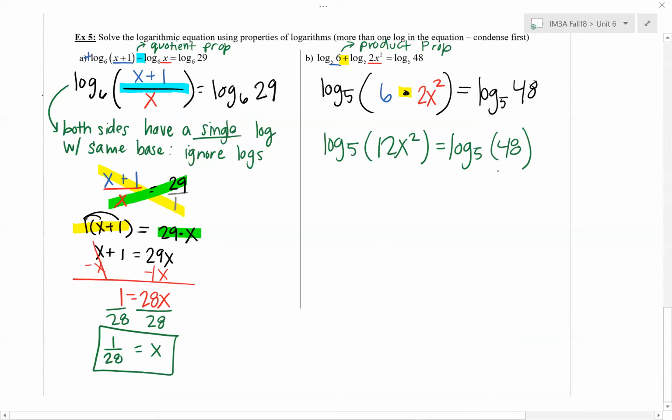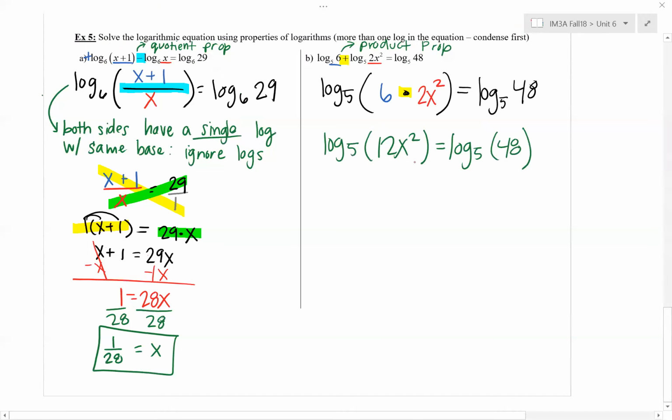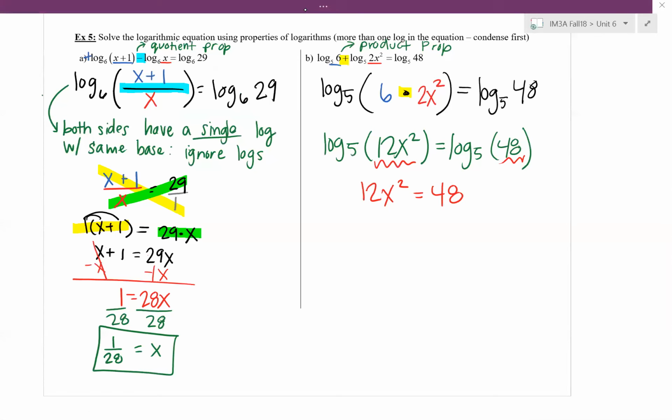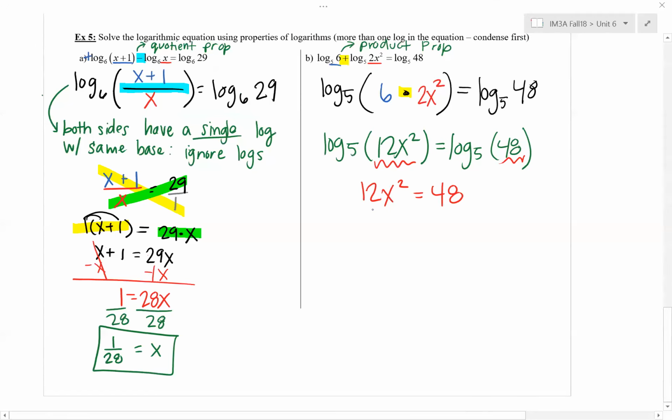And this is the point where I can now ignore my logs. So my 12x squared must be equal to 48 because it's the same log on both sides, right? The only way that's equivalent is if those two things are equal. To get x by itself, we have to divide by 12. So x squared equals 48 divided by 12, which is 4.